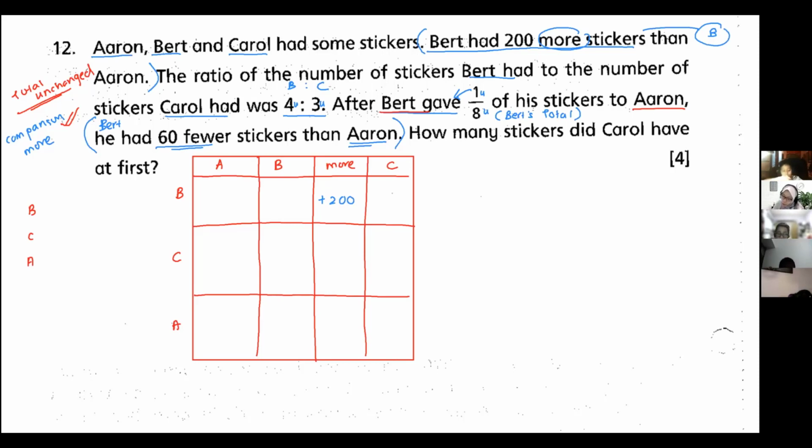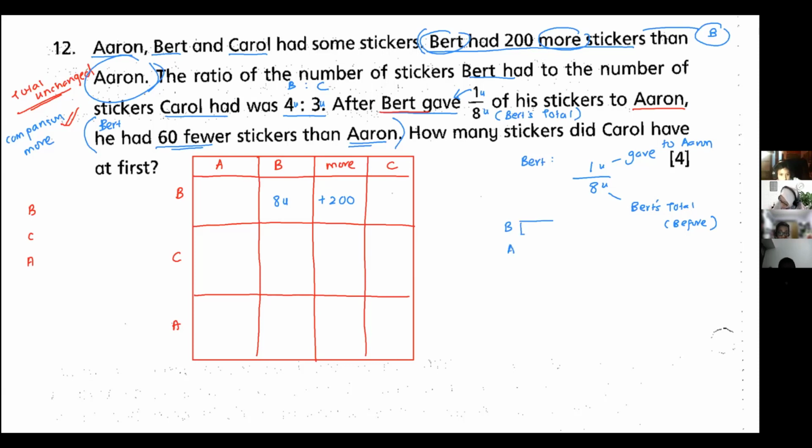Now we move on to this portion. After Bert gave 1/8, this is talking about Bert. Okay, this is unit, this is unit, this is gave to Aaron. 8 units is Bert's total or before. Correct. The denominator is always our total or our before information. So in this case, Bert's total or before is 8 units. So which means if I'm comparing Bert and Aaron, if you see I'm comparing Bert and Aaron in the first place. So Bert and Aaron, they have the same in model.